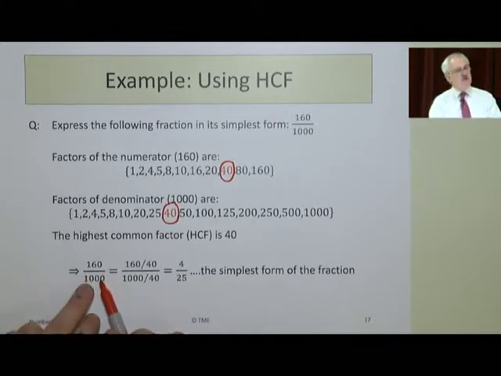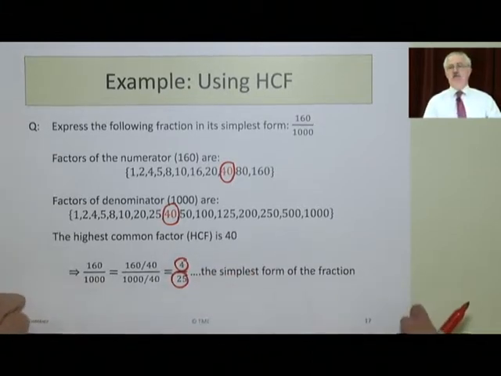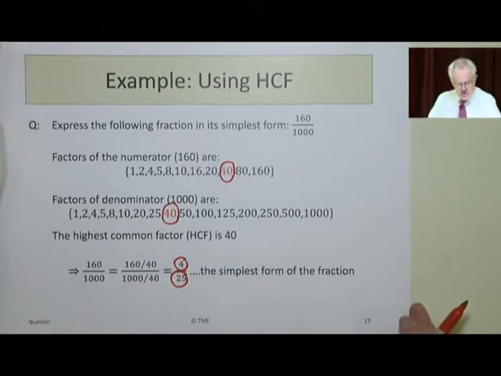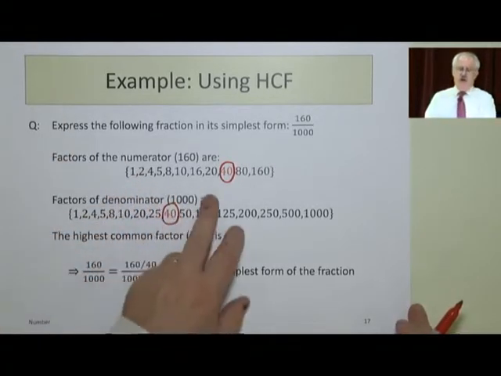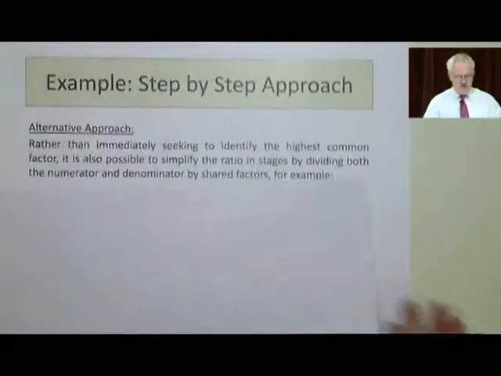So if we divide both the 160, the numerator, and the denominator by 40, we get 4 over 25, the fraction in its simplest form. But was there a shorter way of doing this than just writing out all the sets? That seemed quite a long-winded way of doing it.